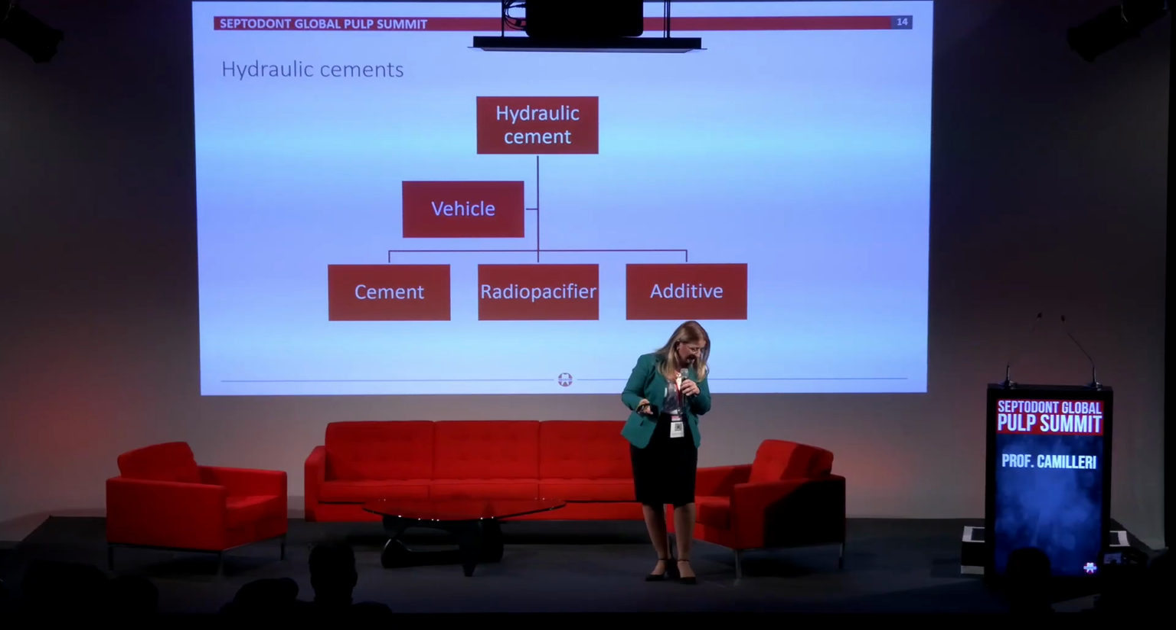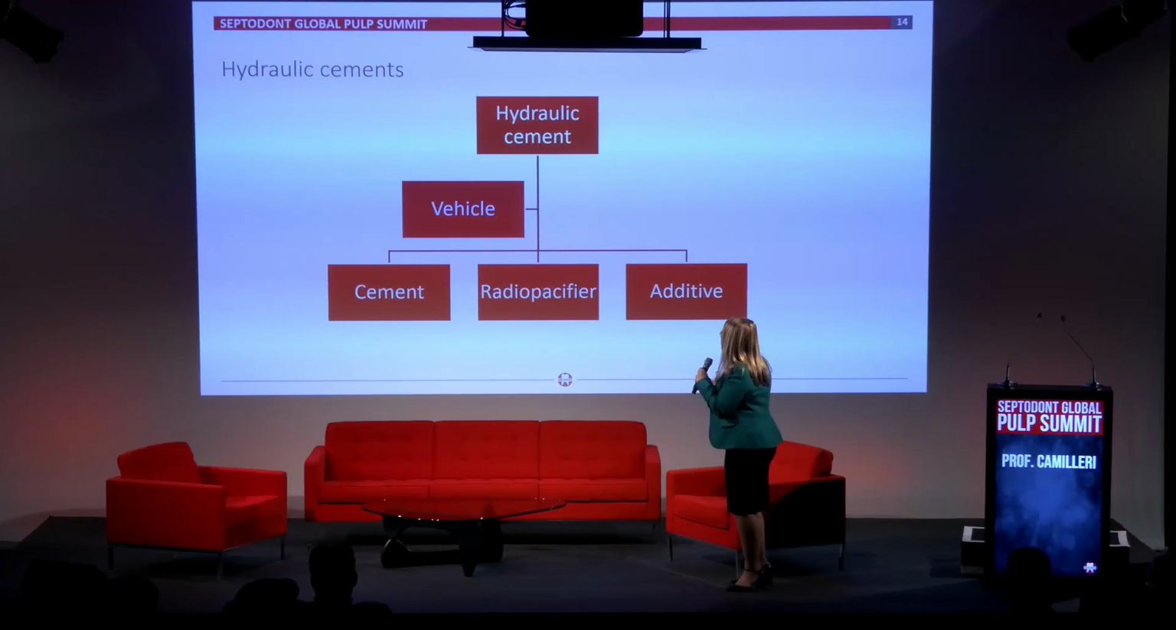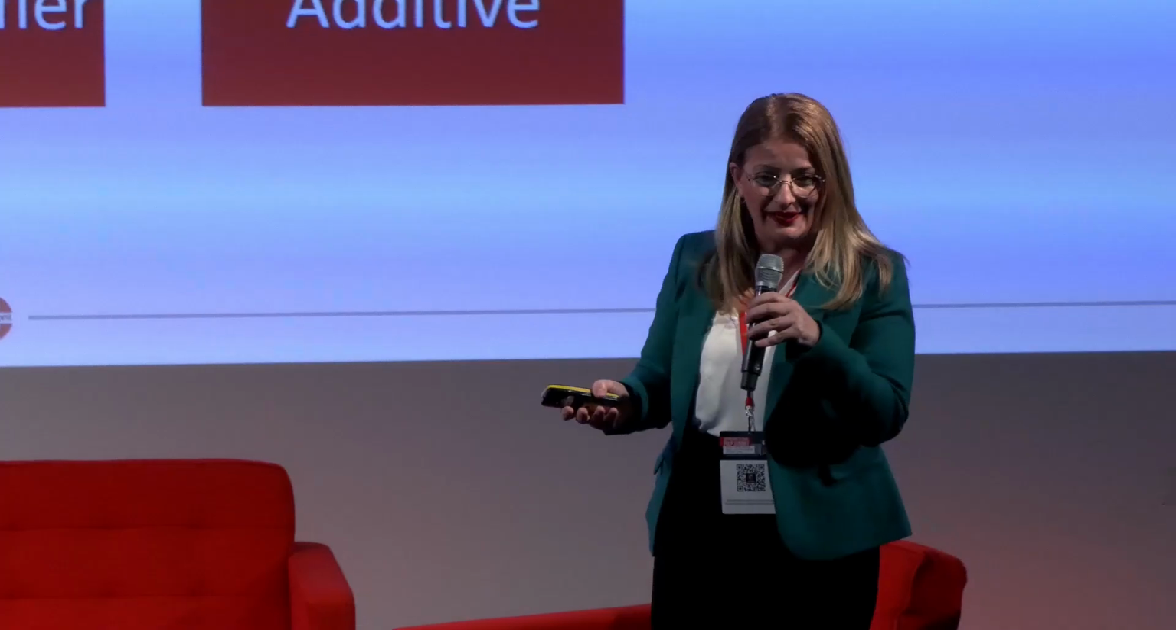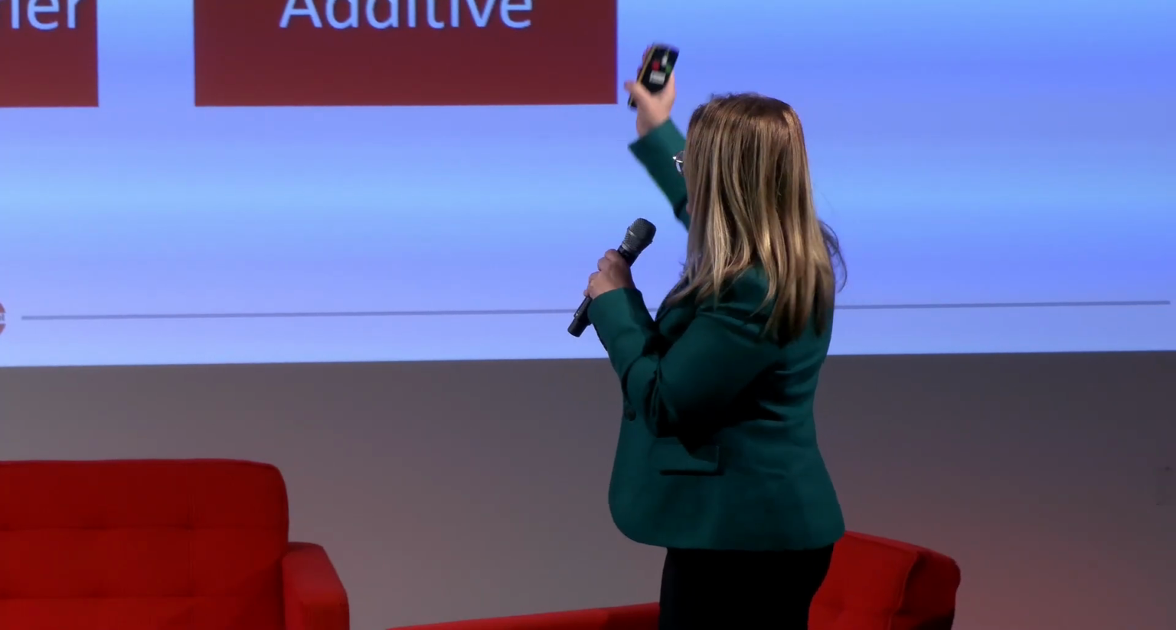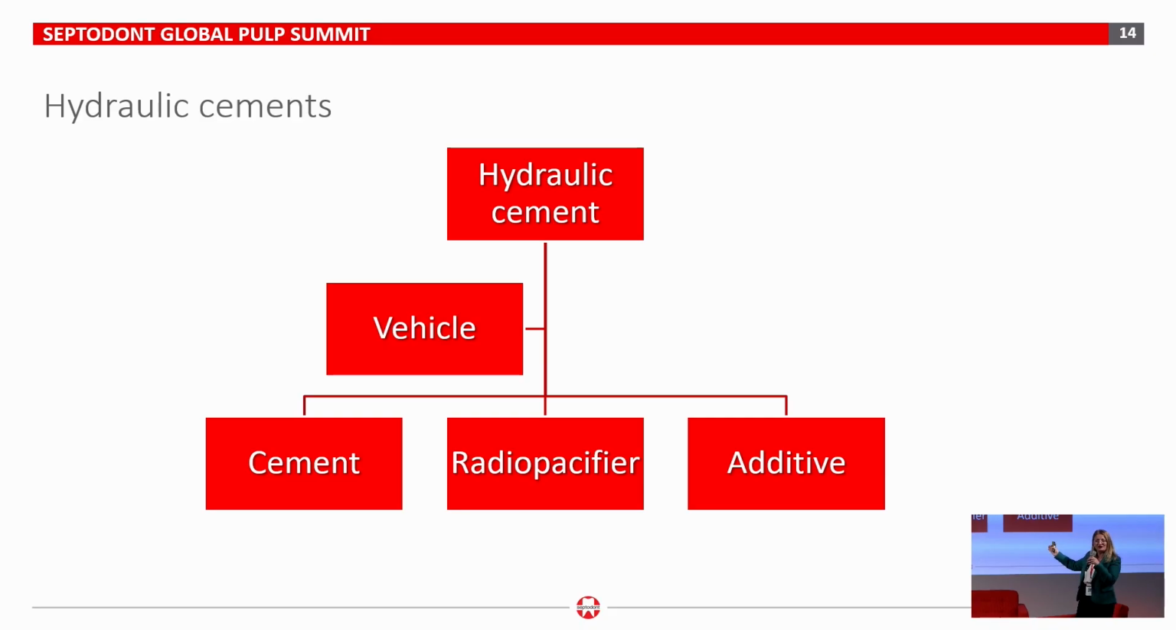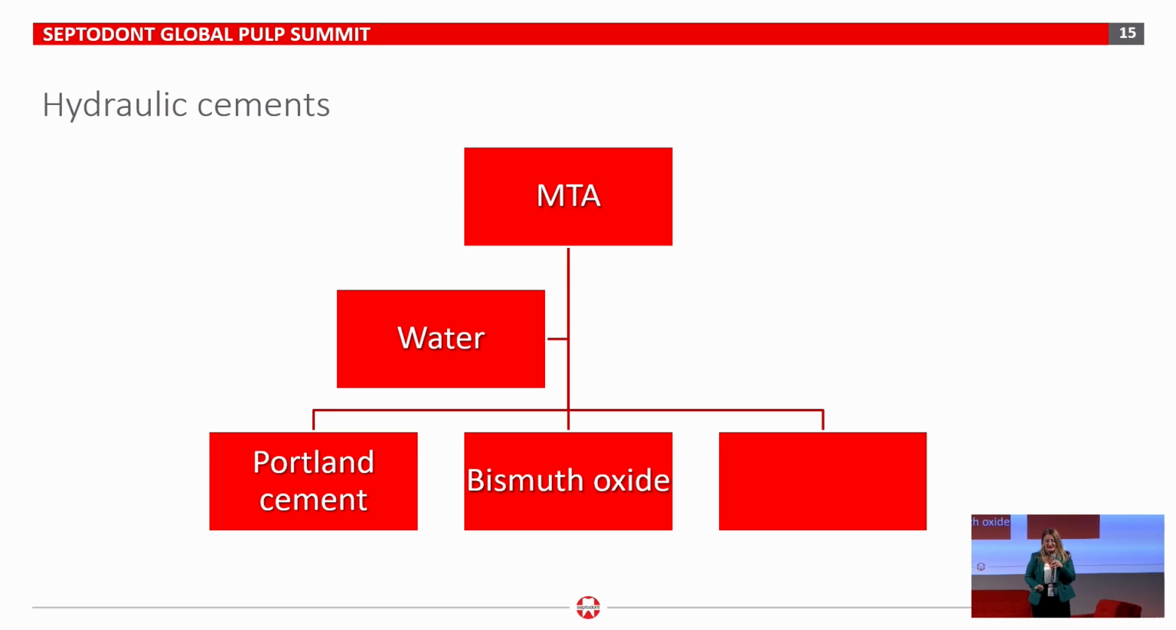When you buy a new material, it is very, very important that you ask yourself, is it a hydraulic cement? Reply will be possibly yes. What is the vehicle? Do I mix it with water? Yes or no? Then, from the components, identify which is the cement or cements, which is the radiopacifier, and which are the additives. So, if we're discussing MTA, the MTA is mixed with water as a vehicle. It is a Portland cement, so it is tricalcium and dicalcium silicate. It has bismuth oxide and no additives.